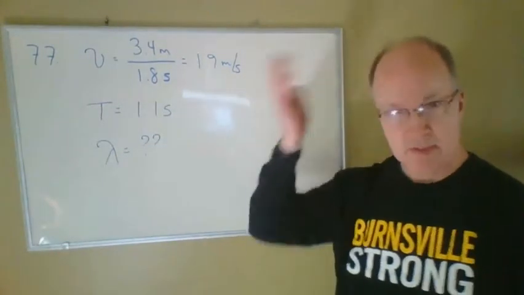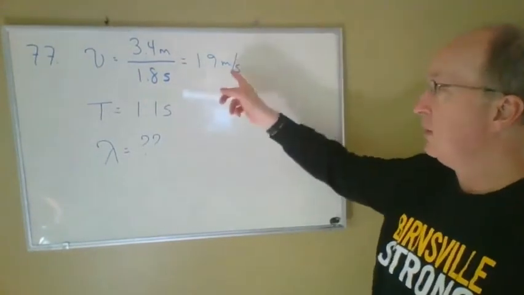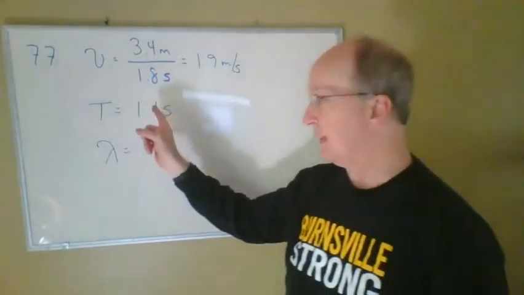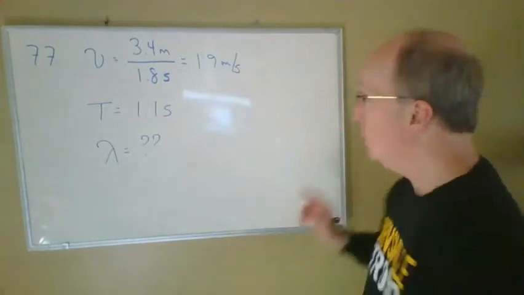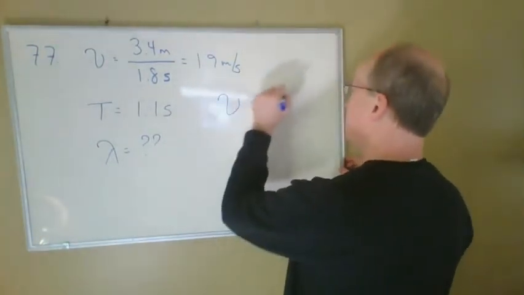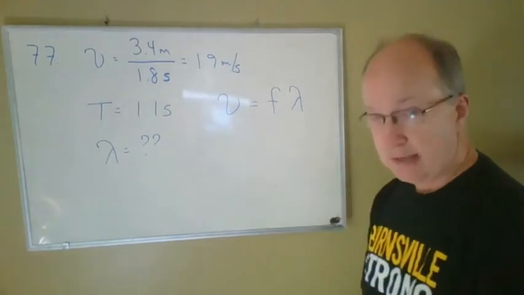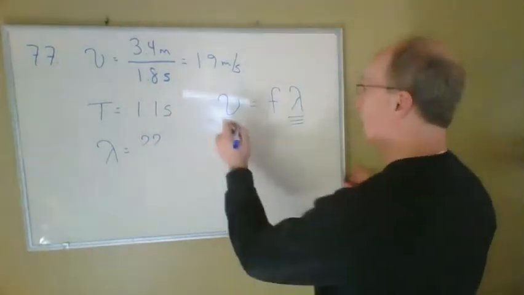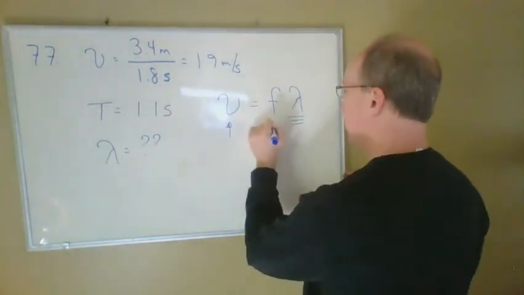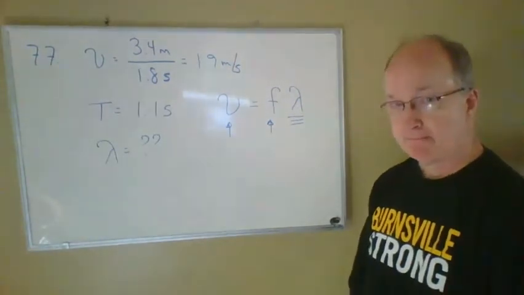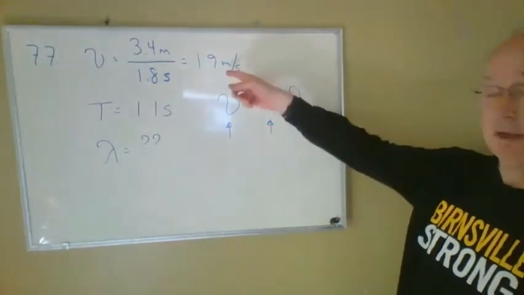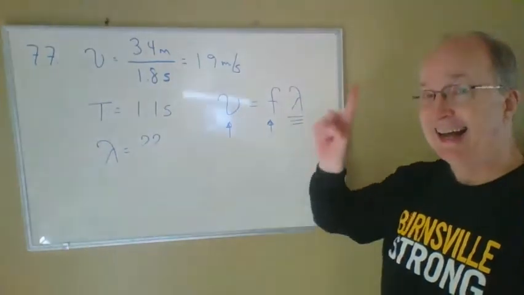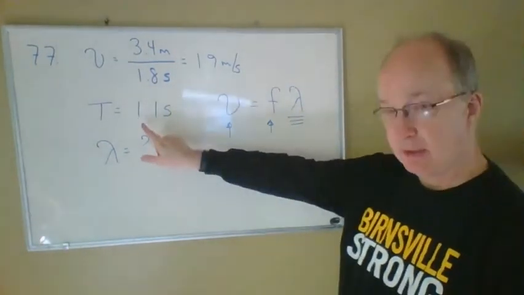All right, well, let's think about this. I already know the speed because I did distance over time, so that's 1.9 meters per second. I know the period. I want to know the wavelength. The wave equation tells me that velocity equals frequency times wavelength. So I can find the wavelength if I know the speed of the wave and its frequency. Do I know the speed of the wave? Yeah, I just found that out earlier. But I don't know the frequency. But I do know the period.